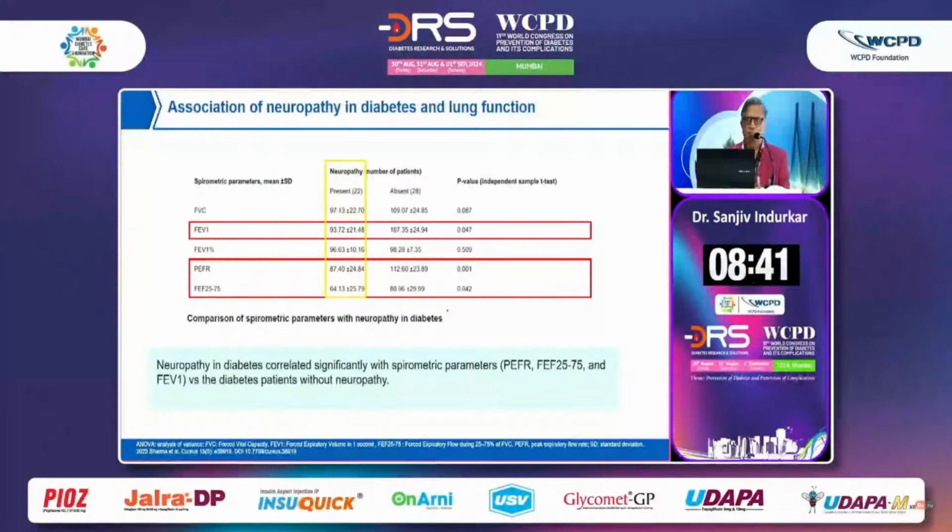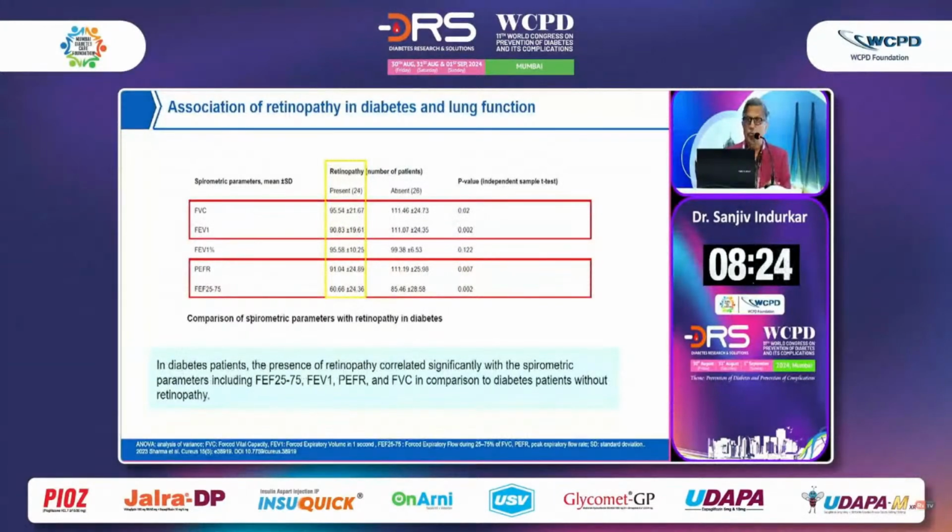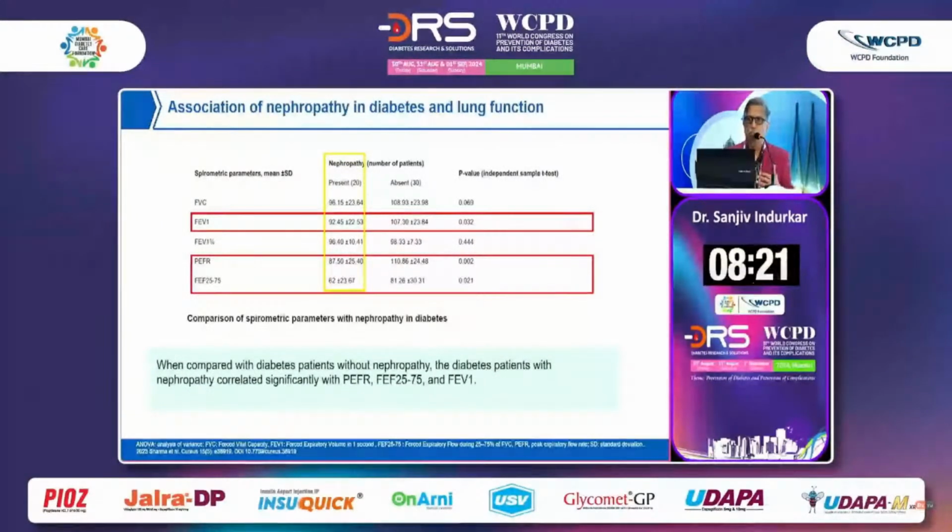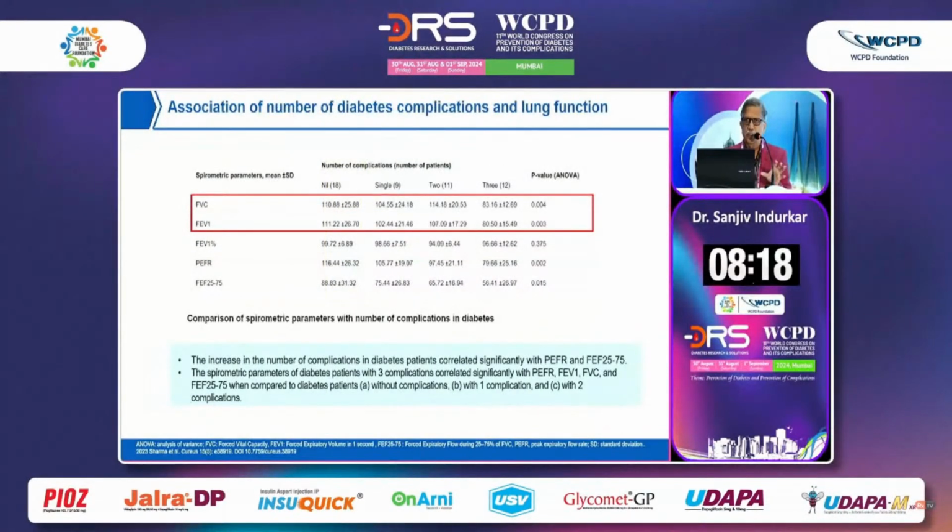Neuropathy, nephropathy, and retinopathy have been shown in these particular studies to have higher prevalence in those who have respiratory issues like restrictive lung disease, and spirometric tests would be more abnormal in more patients. Beyond this, the data also quoted that if the number of complications in a diabetic is more, 1, 2, or 3, all these spirometric parameters are worse. So remember: duration, level of glycemia, and more number of complications.